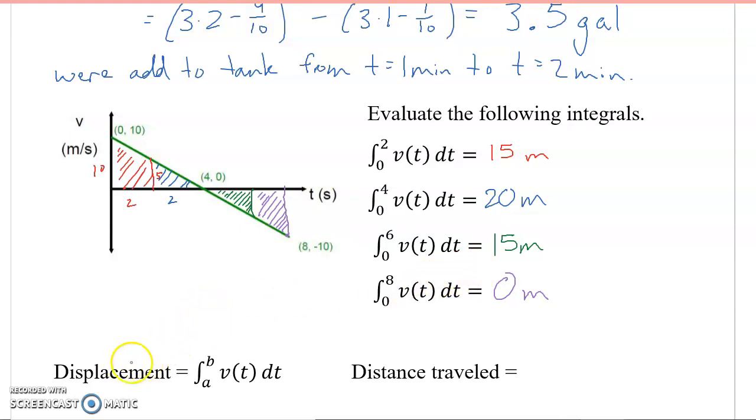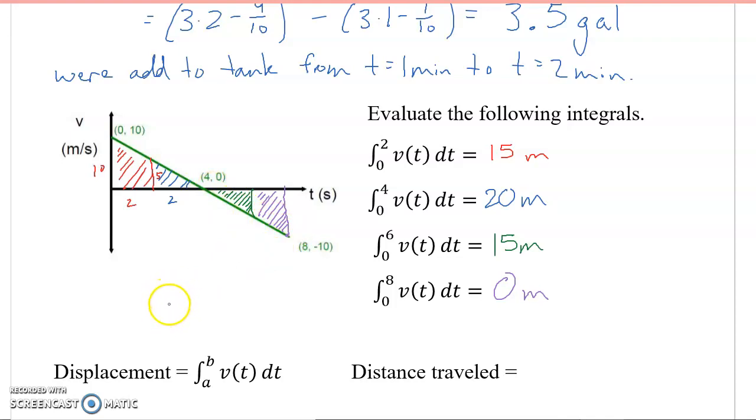So displacement is going to give us this definite integral of the velocity with respect to time. Always gives us displacement. But what if we were asking a different question? What if we wanted to know how far we traveled? Let's say I traveled from home to work, and then from work back to home. My displacement is 0, but my distance traveled is not 0.